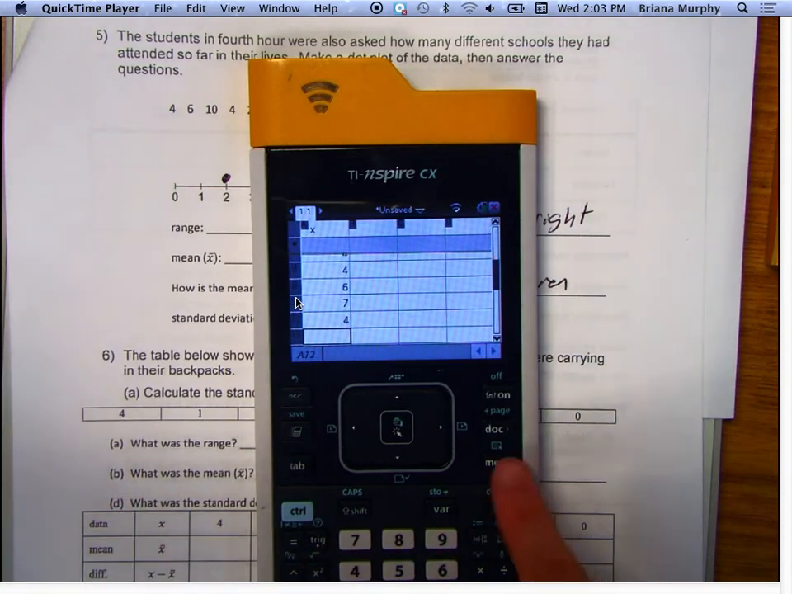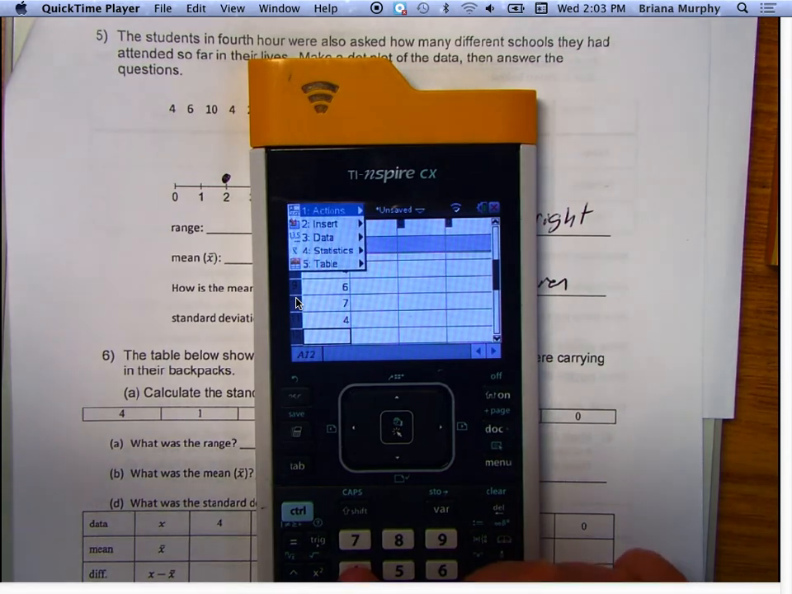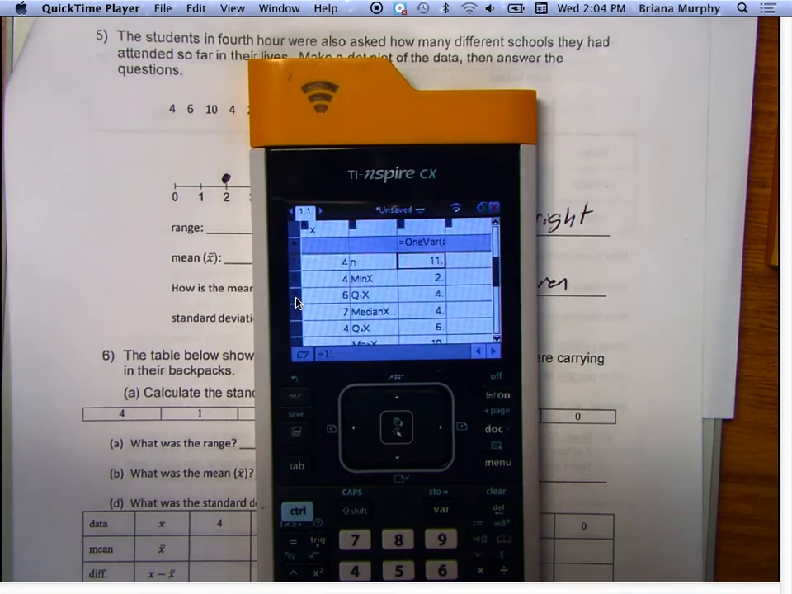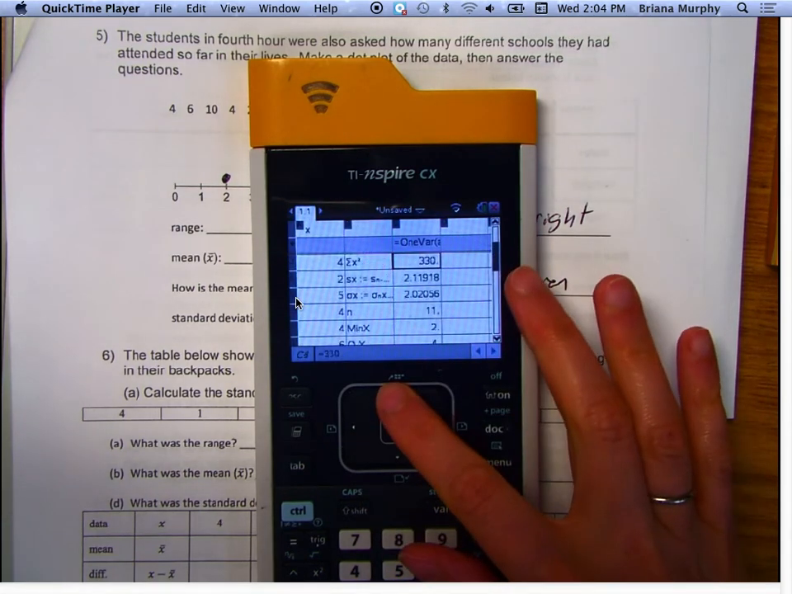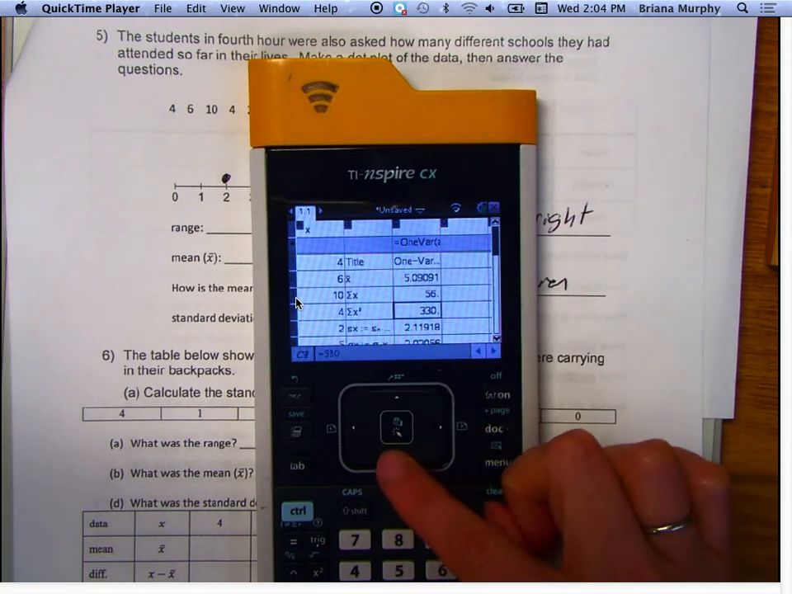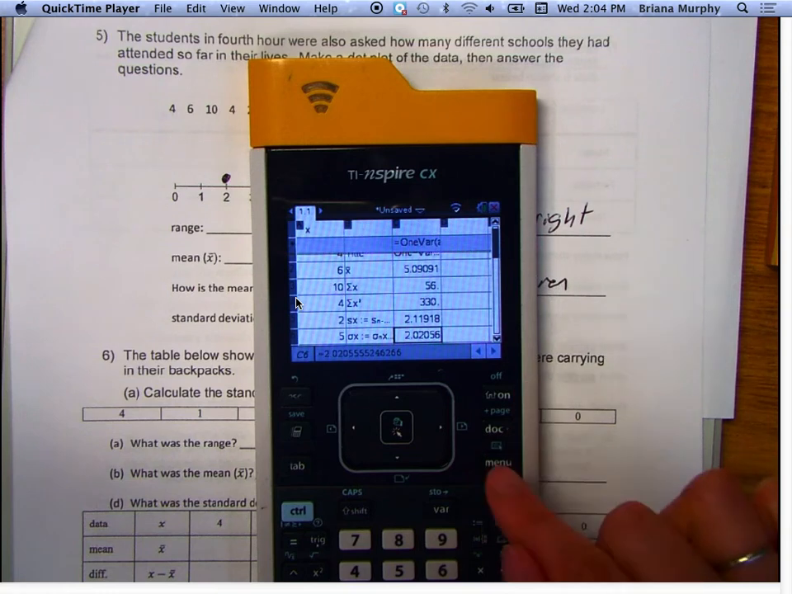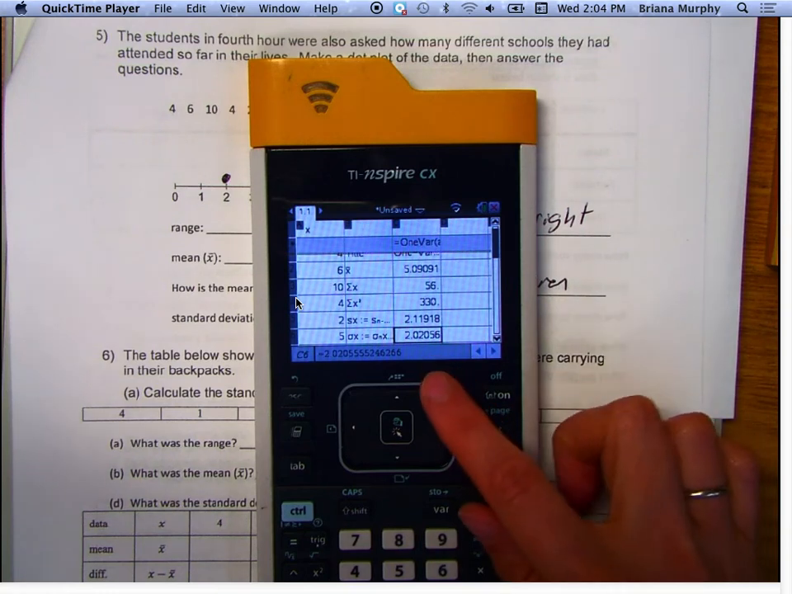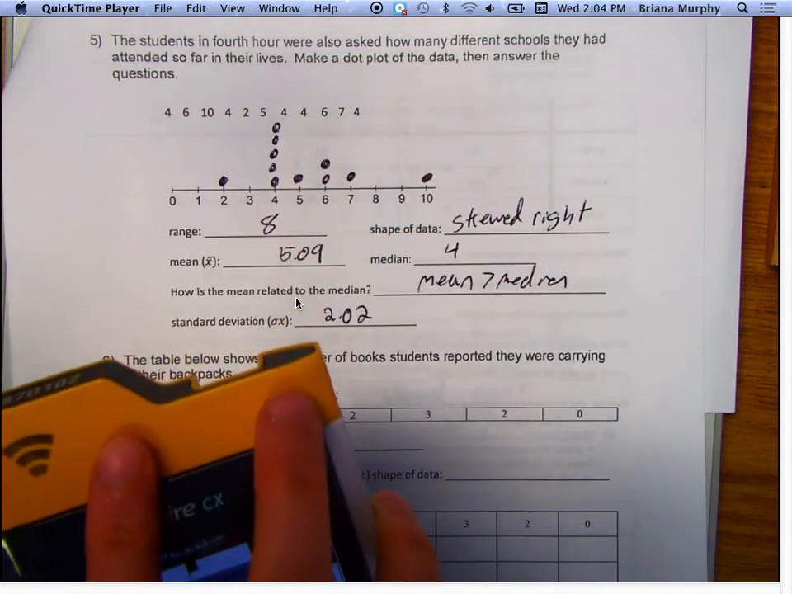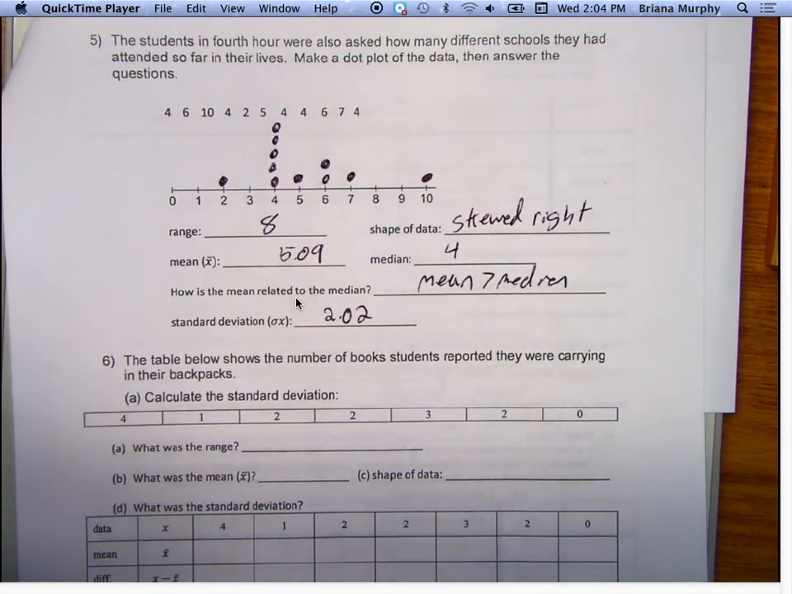Okay? And then if you hit menu, statistics, stat calculation, 1 variable, okay. It gives you right there everything you need. You've got the mean, 5.09. You've got the standard deviation, the little cursive sigma, 2.02. You've got all your stuff right there. Which one's the range again? Range isn't on there. Range, you just subtract the smallest from the biggest.